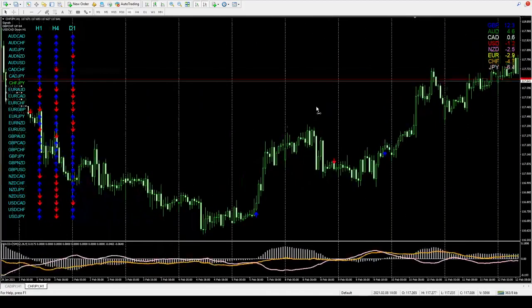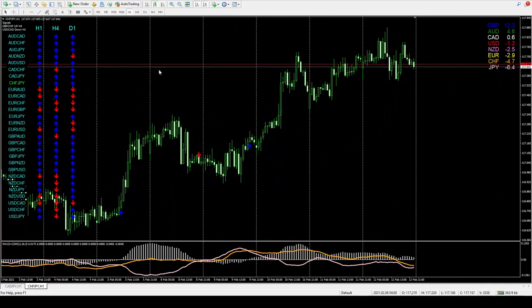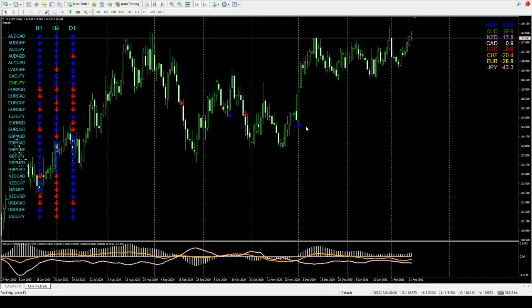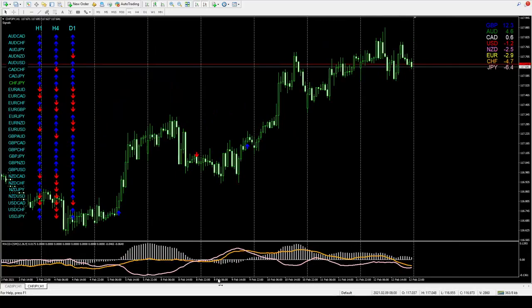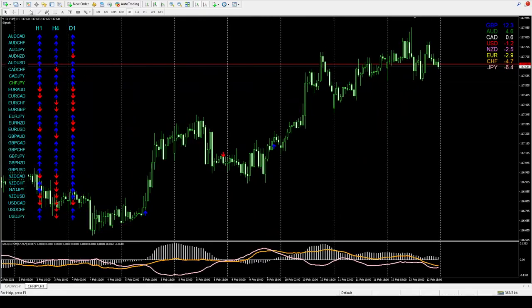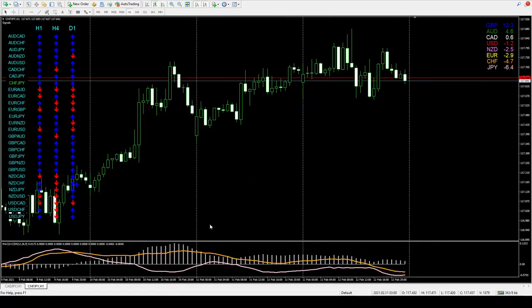So the next one is CHF JPY. Let me check CHF JPY. The overall signal for CHF JPY on H4 is a buy. On D1, it was a buy too. On H1, we would plot the H1 time frame. So this is going to be the Fibonacci. One moment.